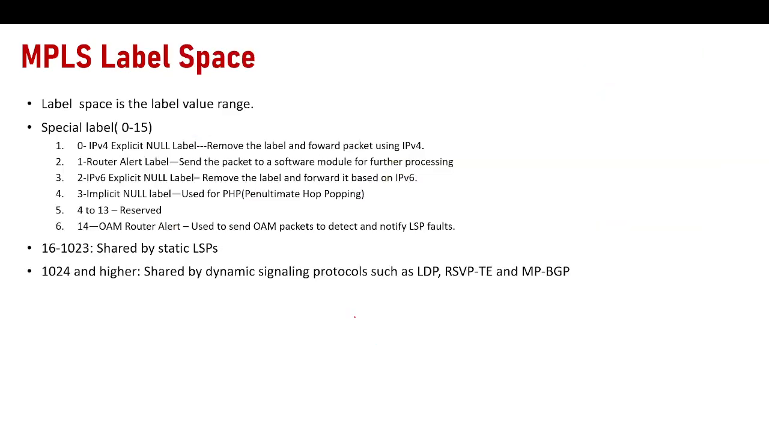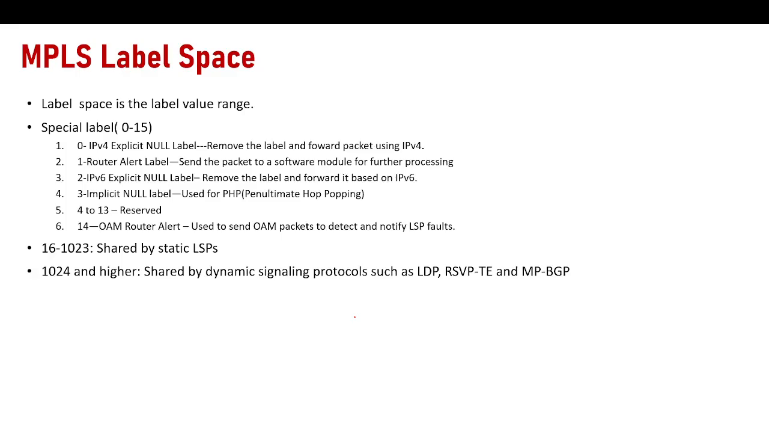The label space gives the range. You have some special labels: the explicit null, the implicit null, and labels that are reserved. 4 to 13 are reserved. You have 14, which is the O&M router alert.